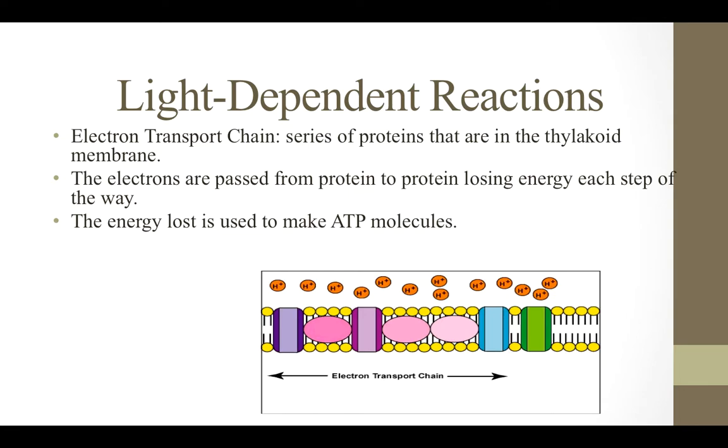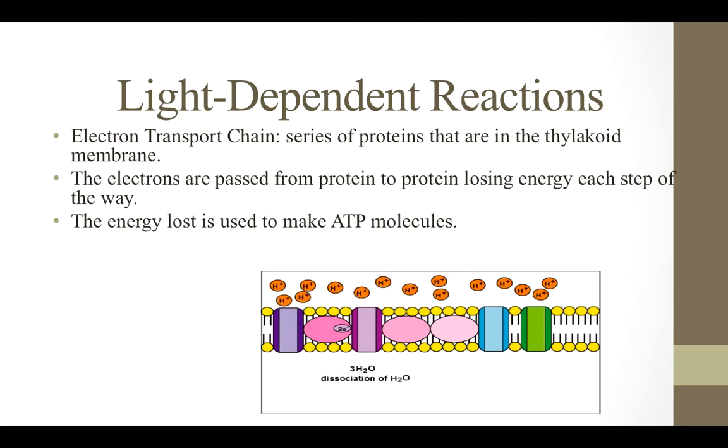Light-dependent reactions: the electron transport chain is a series of proteins that are in the thylakoid membrane. The electrons are passed from protein to protein, losing energy each step of the way. The energy lost is used to make ATP molecules.